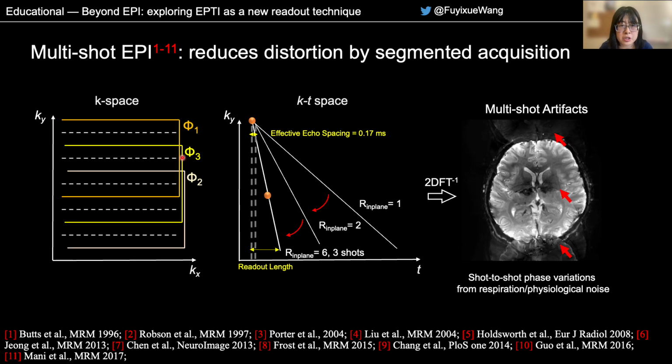Multi-shot EPI is an alternative method that uses a few shots to acquire the K-space to reduce the effective echo spacing. It can be combined with parallel imaging to achieve a steeper line in the KT space. However, it still cannot eliminate the distortion and blurring, and there are potential shot-to-shot phase variation artifacts without proper correction. The general idea here is that if we can get a steeper and steeper line in the KT space, we can get less and less distortion and blurring.